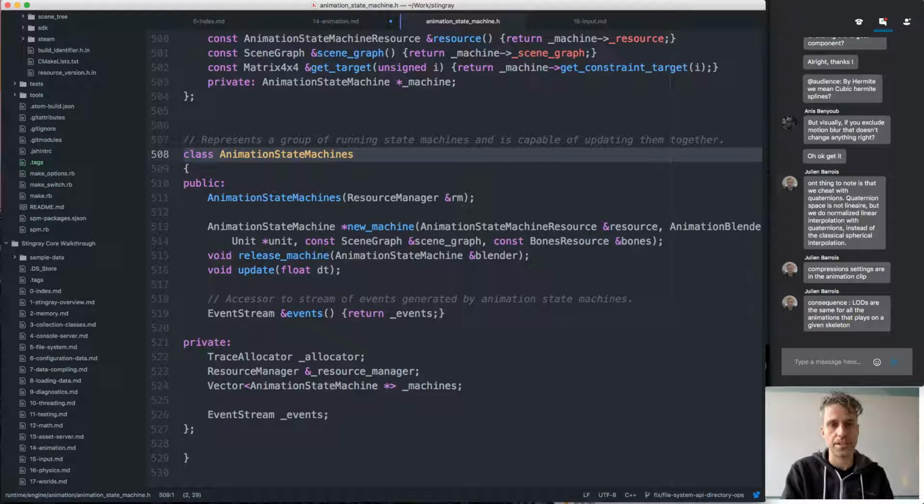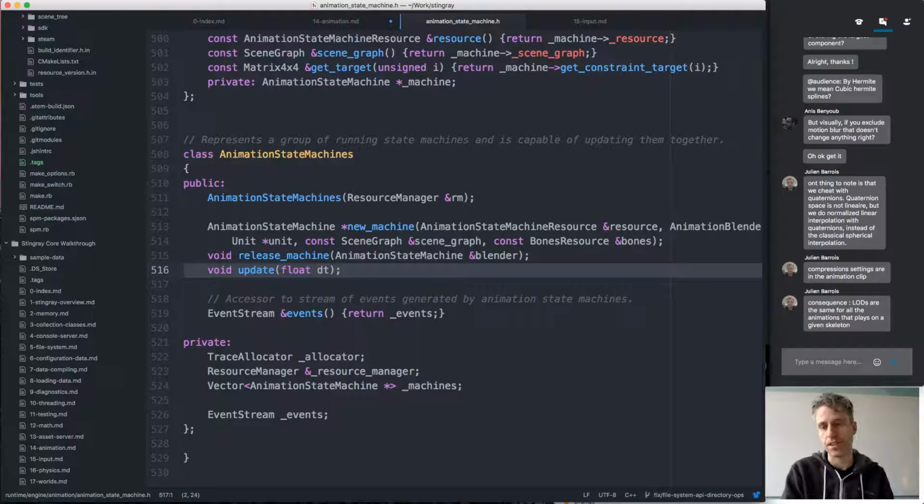Interesting to note too is that we have a sort of parent class that knows about all the animation state machines and can update them in parallel. So this again does an update through the job system where we go wide and update each state machine on a separate thread and then join the threads again.